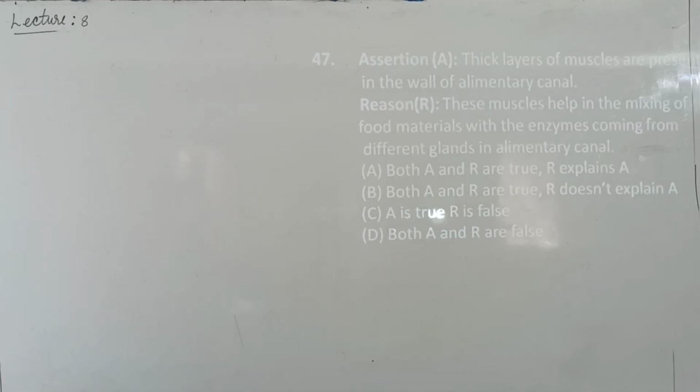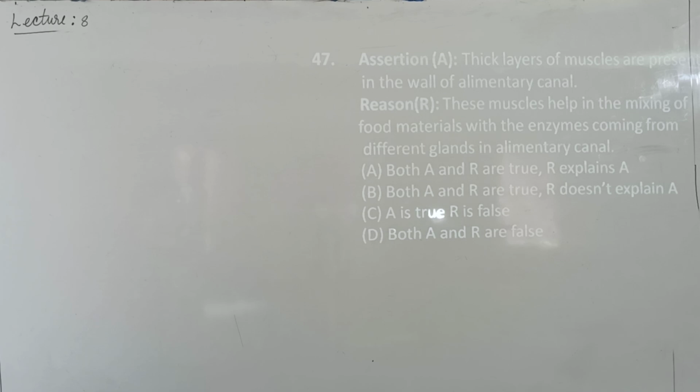The next one, assertion and reasons, we'll see. Thick layers of muscles are present in the wall of alimentary canal. Yes, thick layers of muscles are present in the wall of alimentary canal. The next one, these muscles help in the mixing of food materials with the enzymes coming from different glands in alimentary canal.